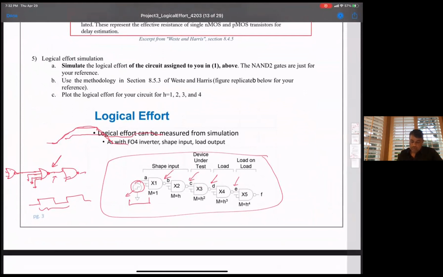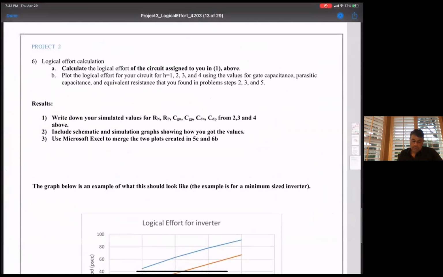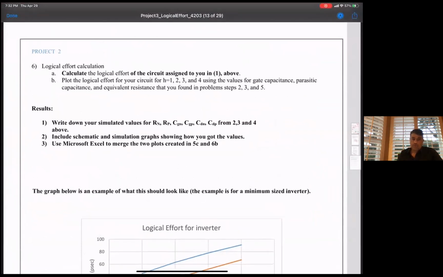Next, now we have all these numbers. What you could do with those numbers, let me jump to step 6, is calculate the logical effort. You could create your table of H, which is the fan out, versus actual delay in nanoseconds or picoseconds, and you end up with some kind of a curve. You could do the hand calculation, which is the whole point of the logical effort. Okay, so that's step 6. You're doing stuff with hand calculation.